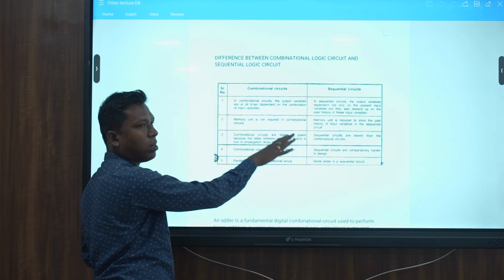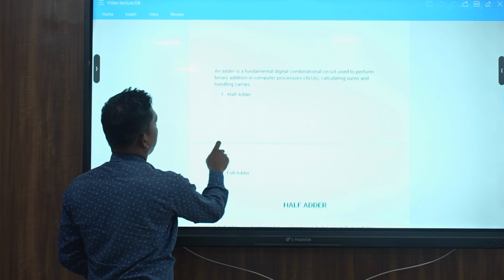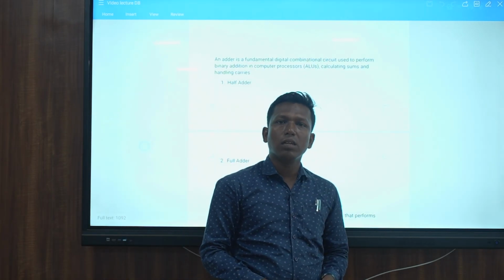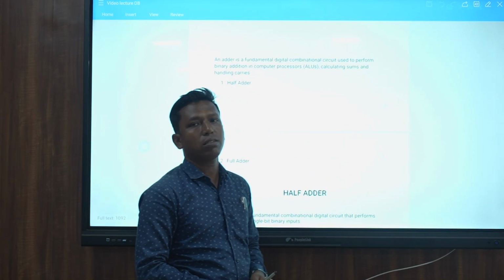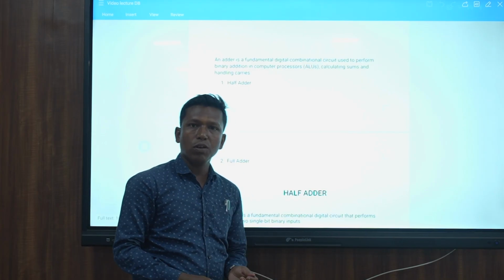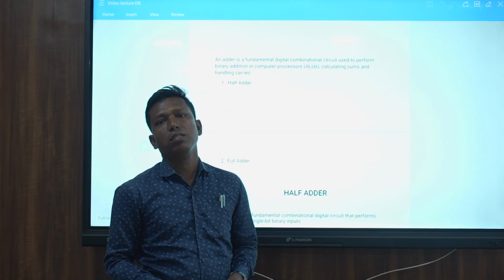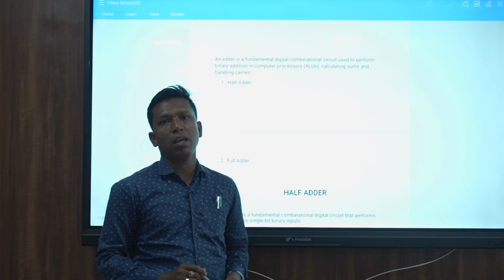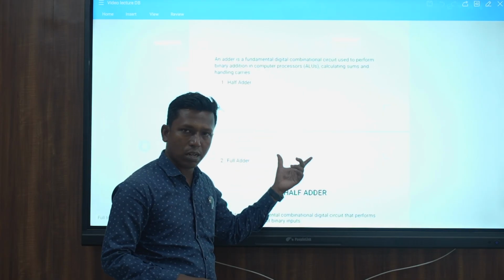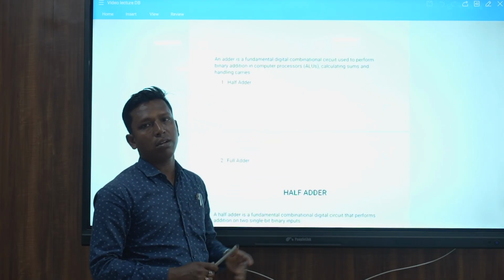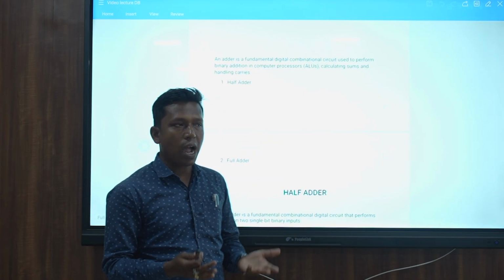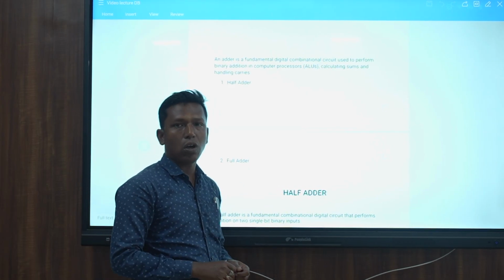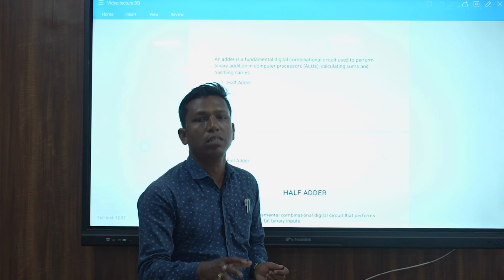The difference I have already discussed. Now in detail, under combinational logic circuits, the example is the adder. So let us discuss the adder. What is an adder? You know that a person who teaches is known as a teacher, a person who paints is known as a painter, a person who drives is known as a driver. Like that, a digital circuit which adds is known as an adder. It will add either 2 single bits, or 3 single bits, or more than 3 single bits.